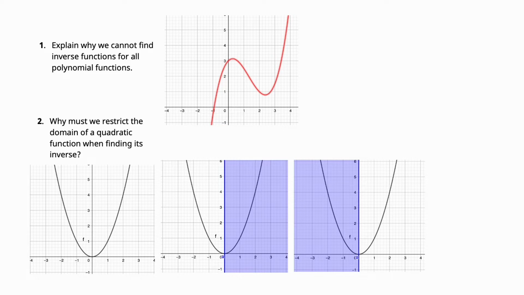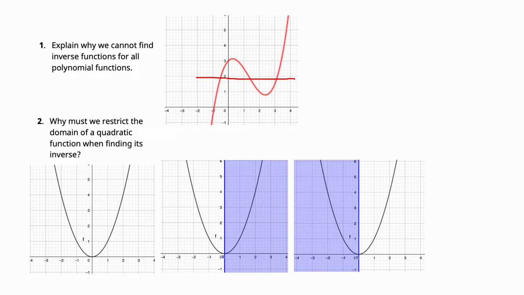In this section, which seems like a bit of a repeat of something we've done before, we go over inverses of functions, and so here's a couple of questions from the book. Explain why we cannot find the inverse for all polynomial functions. Well, to have an inverse, you have to have the function being 1-to-1, and obviously in this first example, you can see if I draw a horizontal line, it's not 1-to-1 because it doesn't pass the horizontal line test.